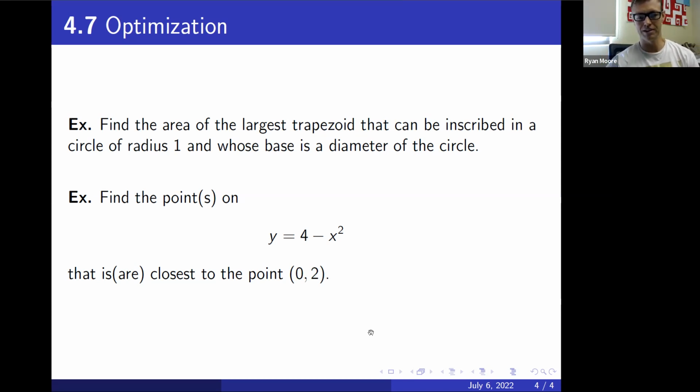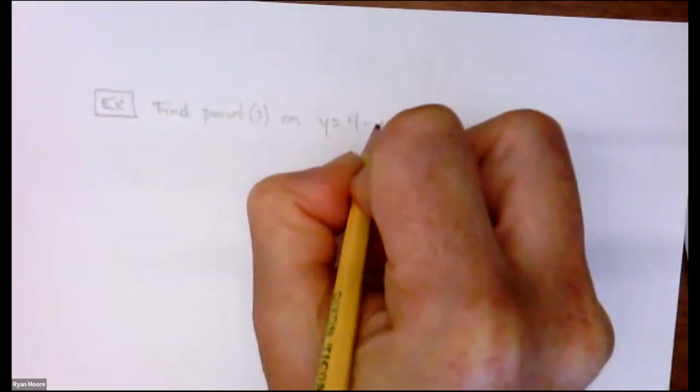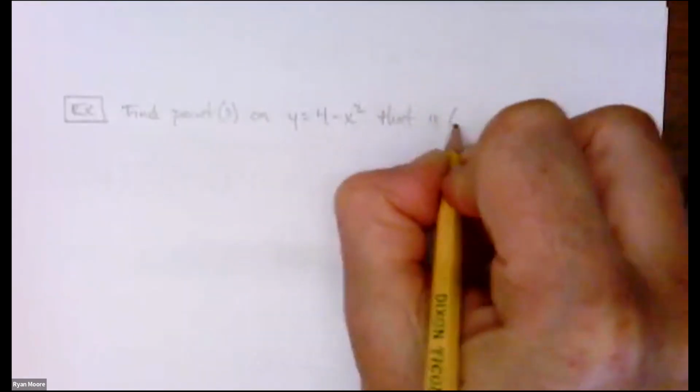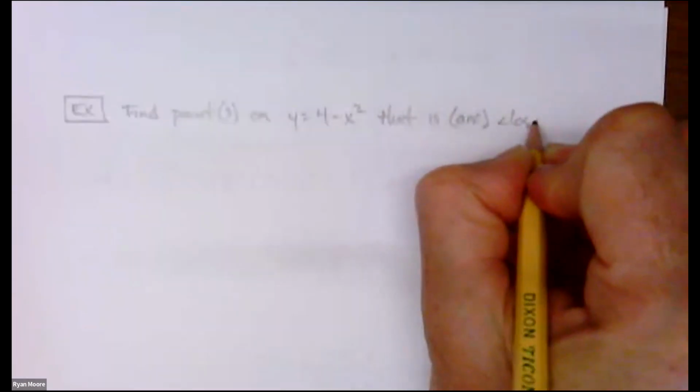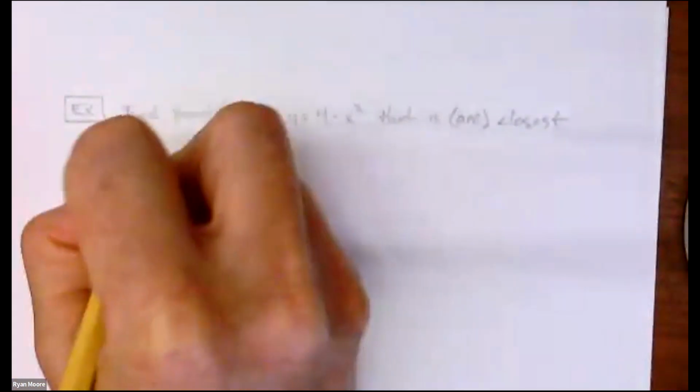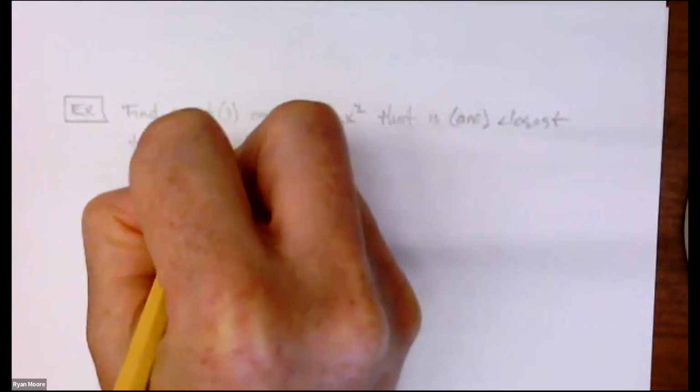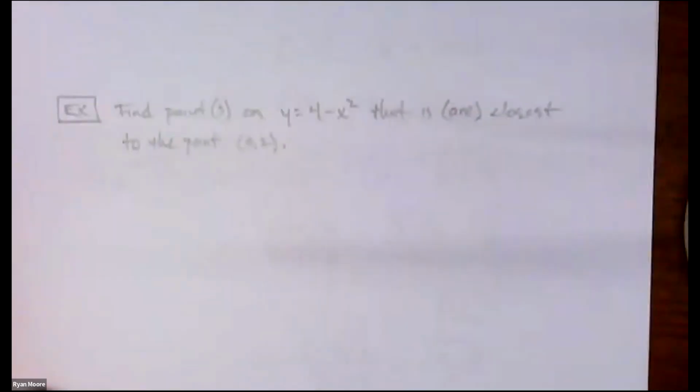Okay, let's get to it. Let's check it out. Here we go. Find the point or points on y equals 4 minus x squared that is or are closest to the point 0, 2. Okay.